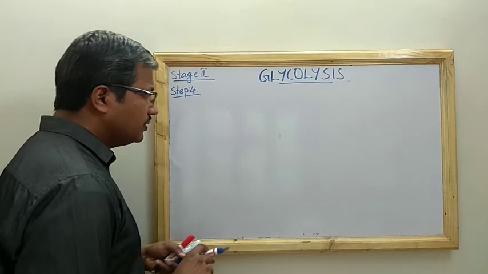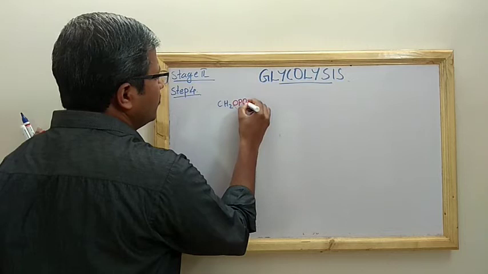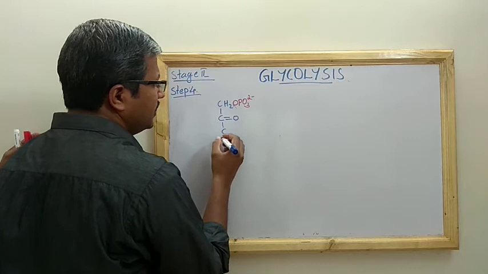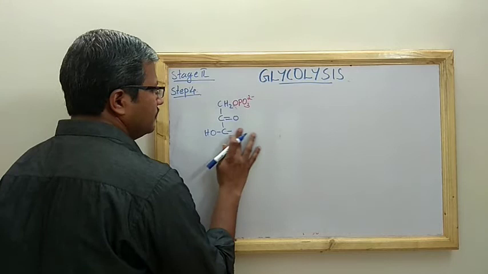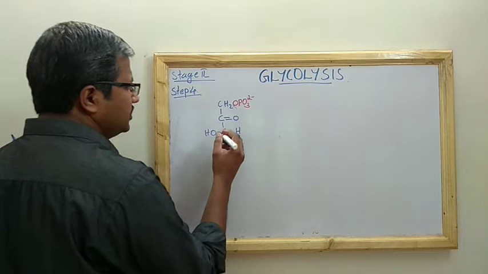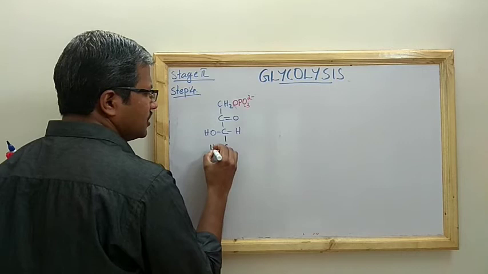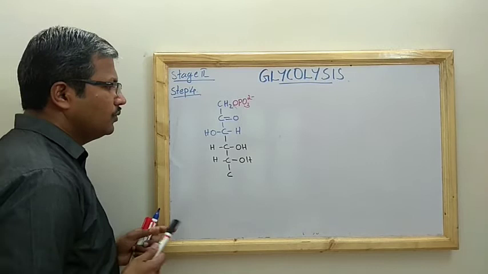So what is there on the first? You can see CH2OPO3 2 minus. Okay, and then what happens? C double bond O, then CHOH. Okay, sorry, HOCH. So first 3-carbon. Now I'm just representing this remaining with another color, because we can just see the splitting, how it is happening. So now CHOH, CHOH, C. Let us see what happens here.